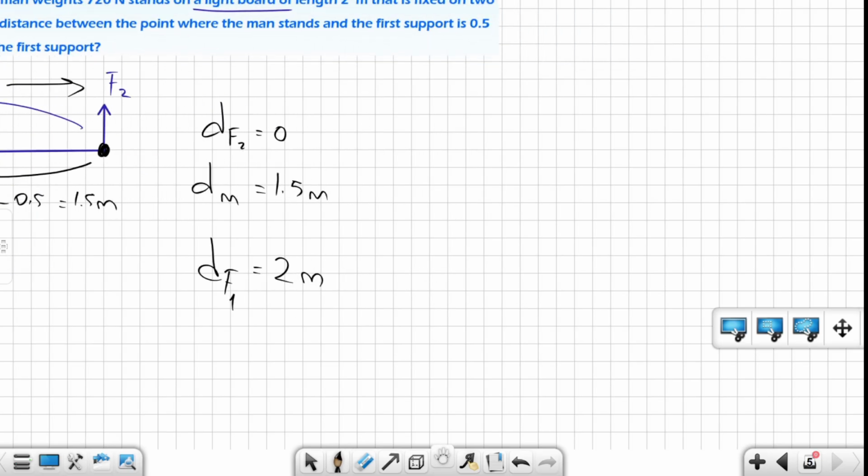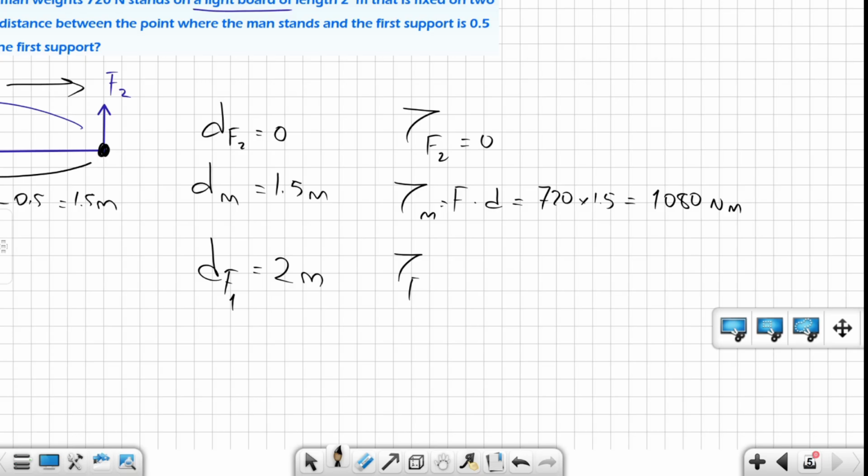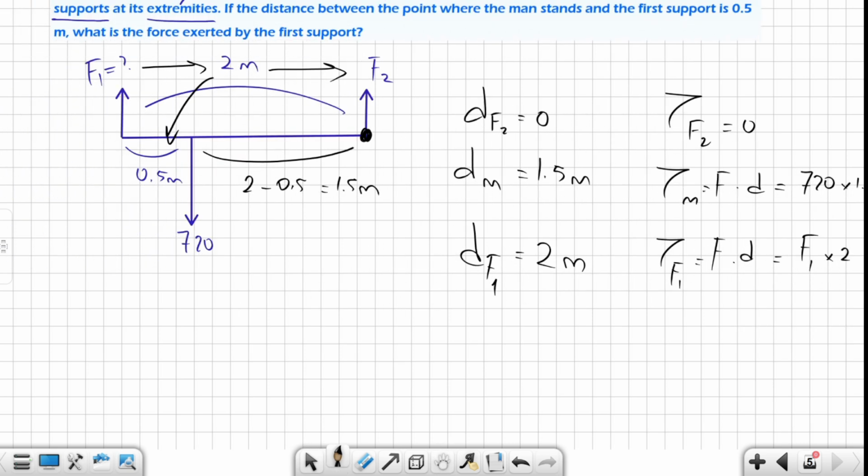Now let us calculate the torque of each force. The torque of F2 will be equal to 0. The torque of the man will be equal to force multiplied by distance, which is equal to 720 Newton multiplied by 1.5, which is equal to 1080 Newton meter. The torque applied by F1 is equal to F times D, and the force is unknown. I will just write F1 multiplied by 2, which is equal to 2F1. Now I need to talk about their directions according to the axis that I have chosen. The direction of F1 will be clockwise.